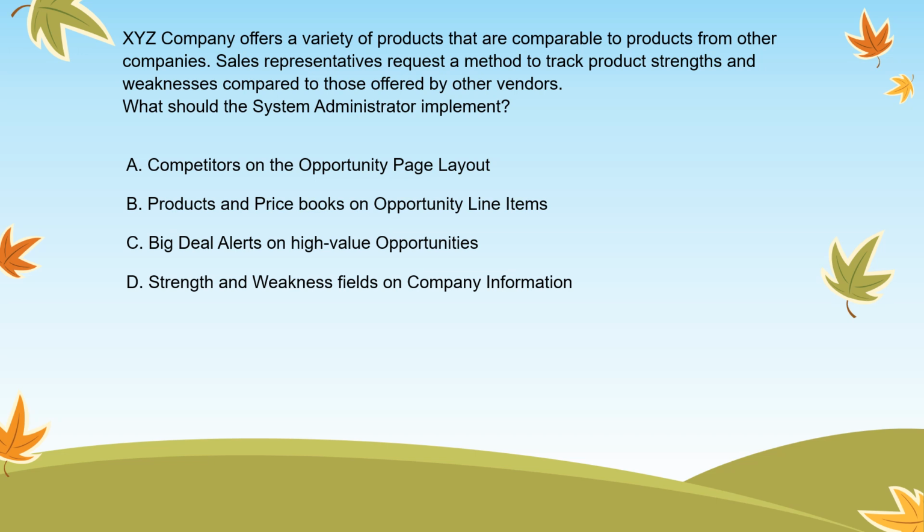So that would be correct because as the sales admin, you can add the competitors on the opportunity page layout to link different items that are comparable. So you know what other people are selling them at, what other people are doing with them, what are the benefits of those, so you have something to go from. So I'm going to go with A, and we are correct. Let's move on.